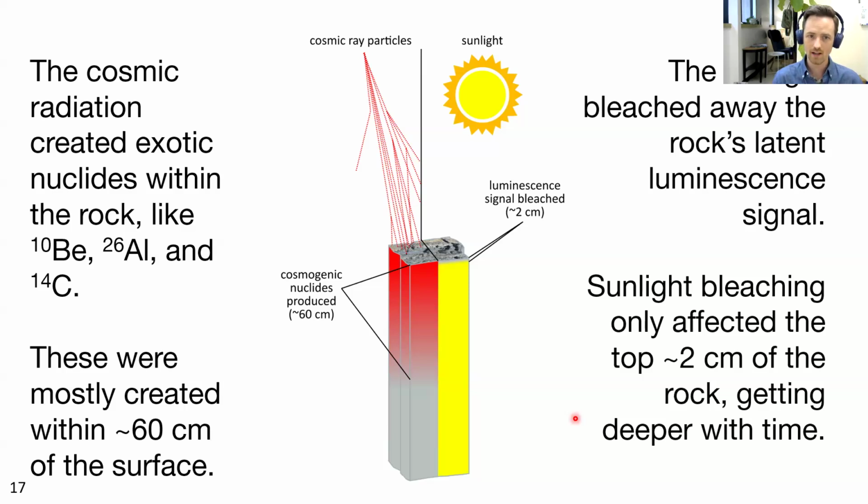And with continued sunlight exposure, there is a latent luminescent signal within the bedrock that will bleach away, that will empty. And it empties progressively deeper with time. But the spatial scale here is very different. So with cosmogenics, if we're looking at maybe a 60 centimeter scale, with luminescence, we're looking at maybe a 2 centimeter scale. Very different scales.